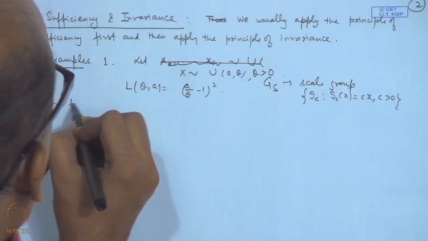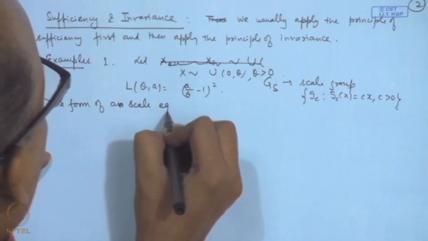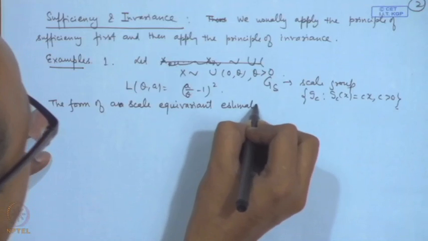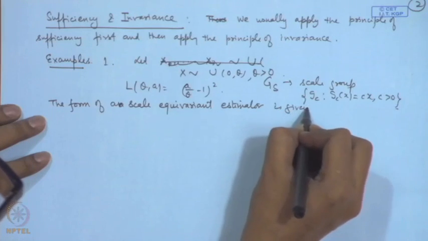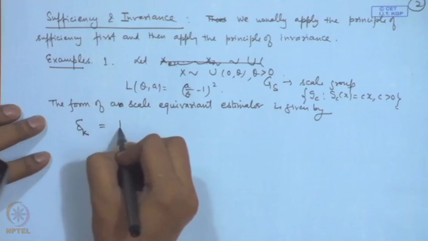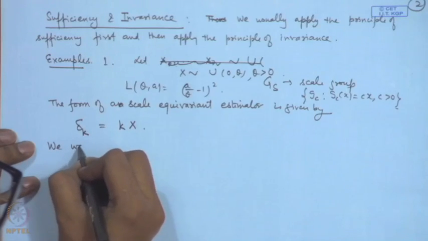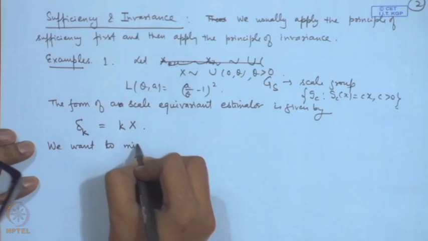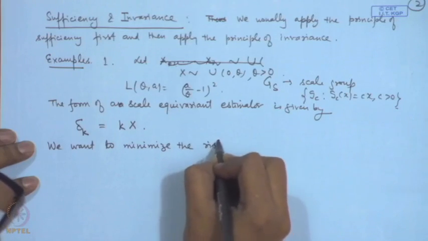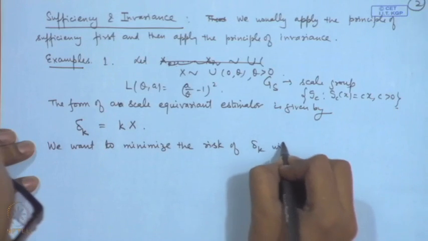The form of a scale equivariant estimator is given by, let me use the term delta k, that is equal to k times x. We want to minimize the risk of delta k with respect to k.